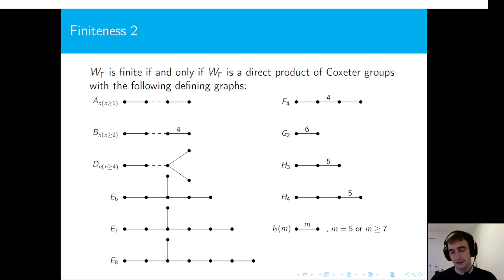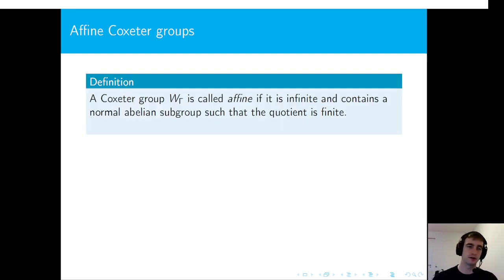Okay, now affine Coxeter groups. A Coxeter group W gamma is called affine if it is infinite and it contains a normal abelian subgroup such that the quotient is finite. Okay, and one more thing, because now I really don't want to deal with this product case, we call W gamma irreducible if gamma is connected, so the defining graph is connected. So it doesn't split in an obvious way as a direct product.